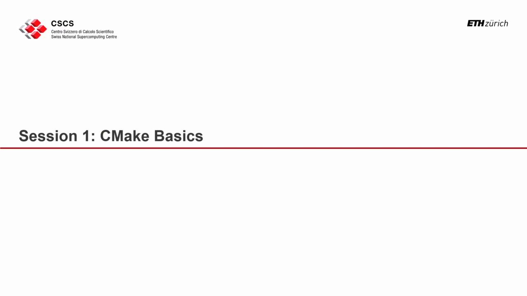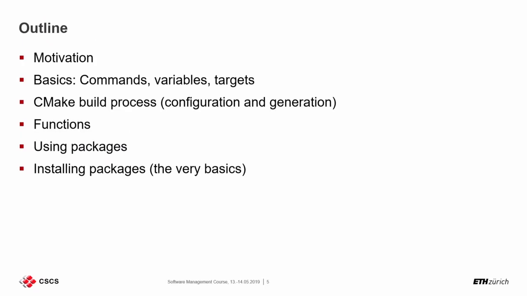So CMake Basics. First, I will motivate why you should use CMake, or why it makes sense to use CMake. Then we learn the basic commands, how you use variables, targets. Your targets are your libraries or your executables. How the CMake build process works. Functions are already a bit more advanced, but very helpful. And then how you use external libraries, packages, and how you install your library in a very basic way. This is for this session. And in the hands-on, you will apply all these things.